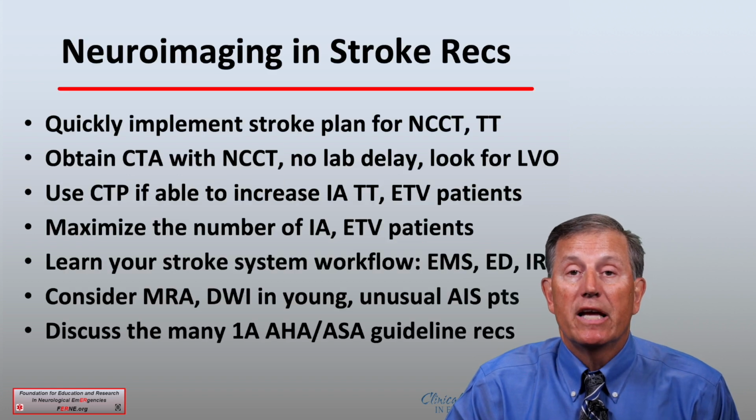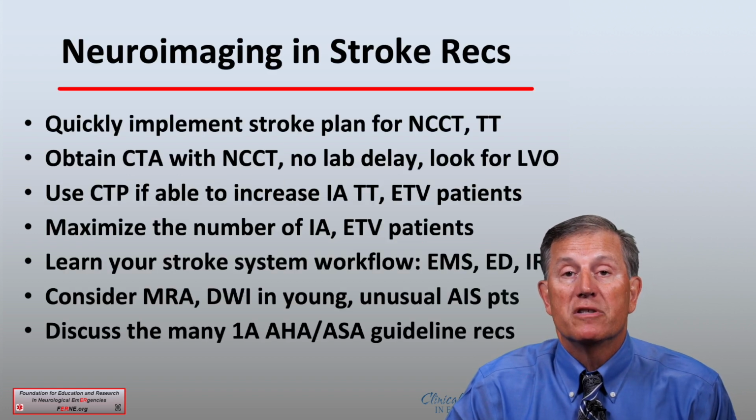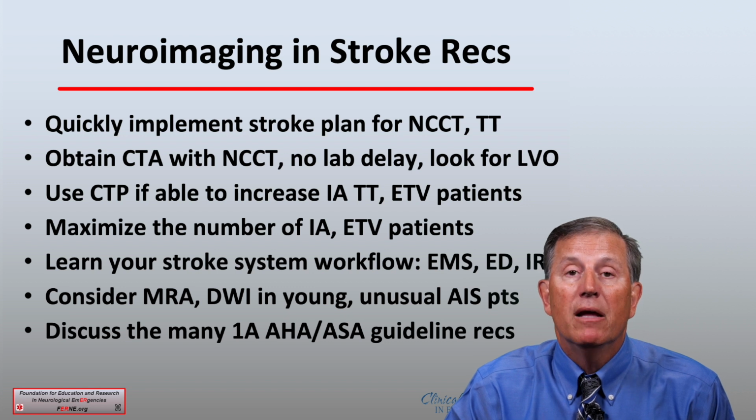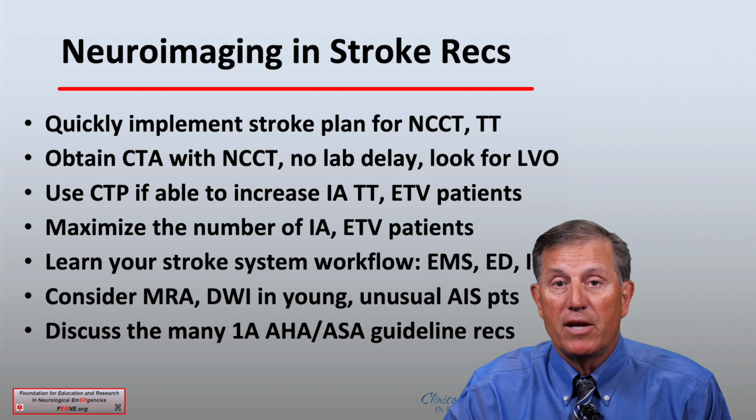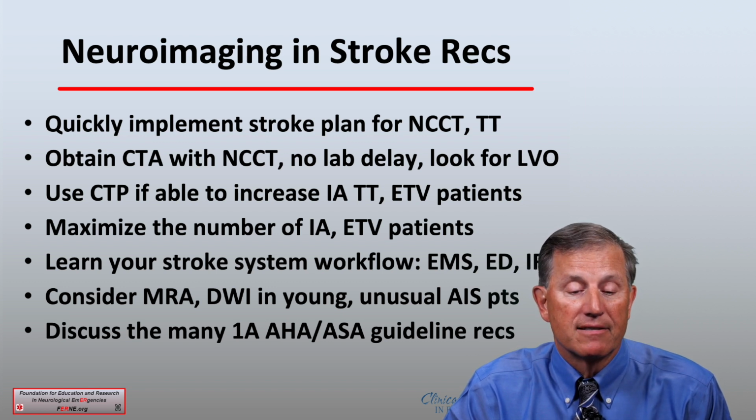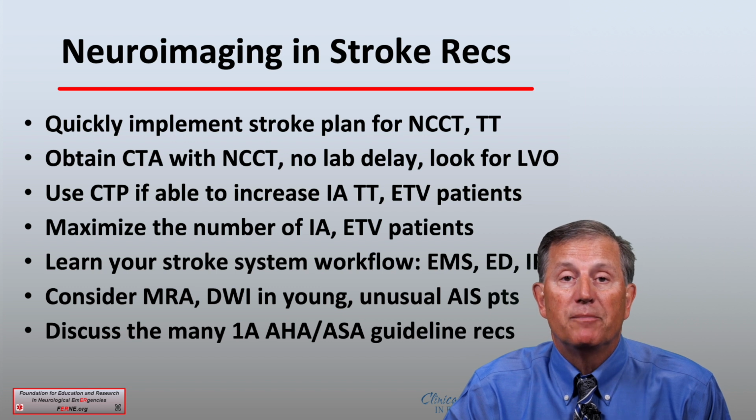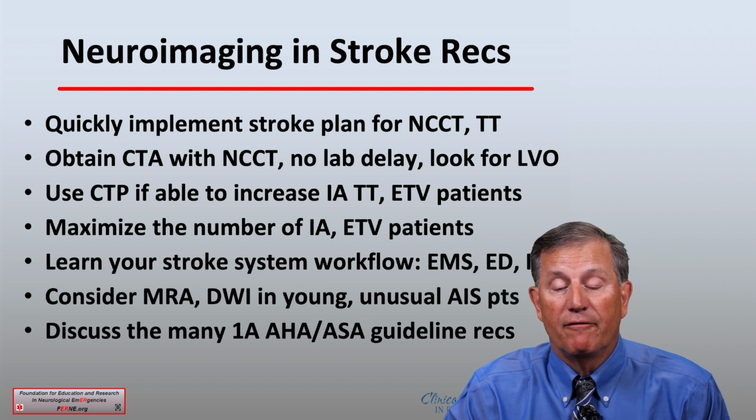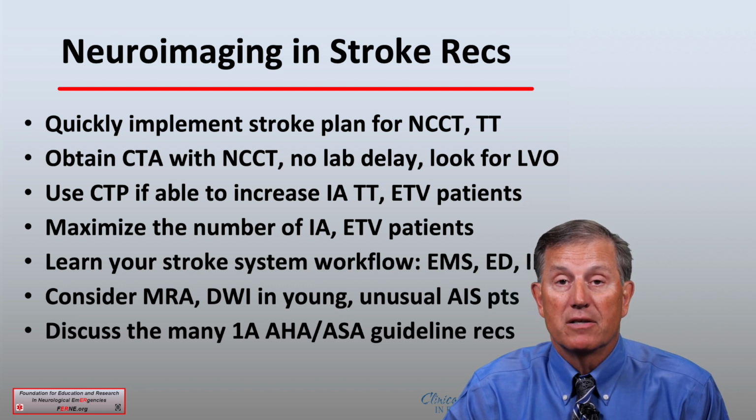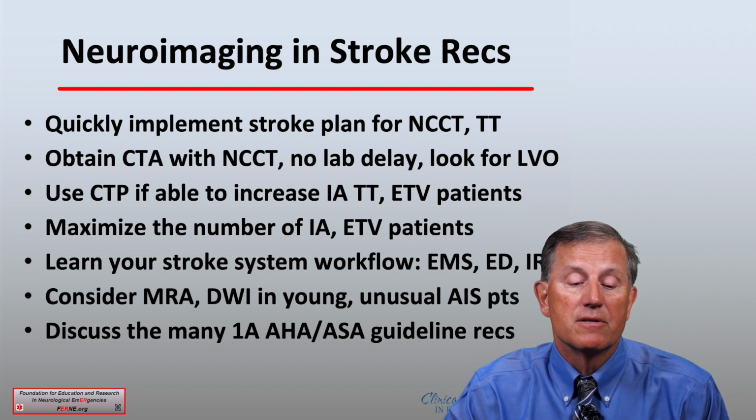First, quickly implement a stroke plan that includes rapid non-contrast CT and the use of IV thrombolytic therapy for the greatest number of patients during the 4.5 hour window. Next, a CTA should be obtained with a non-contrast CT when available, without a lab delay for creatinine, looking for confirmation of the presence of a large vessel occlusion, which would direct patients to endovascular therapies.